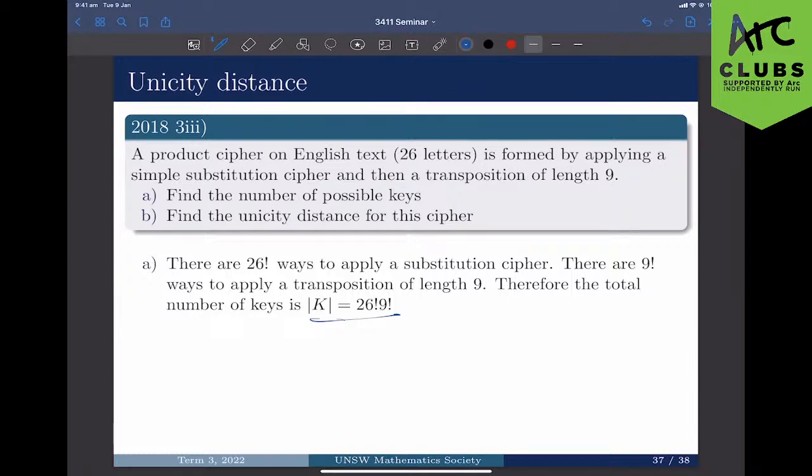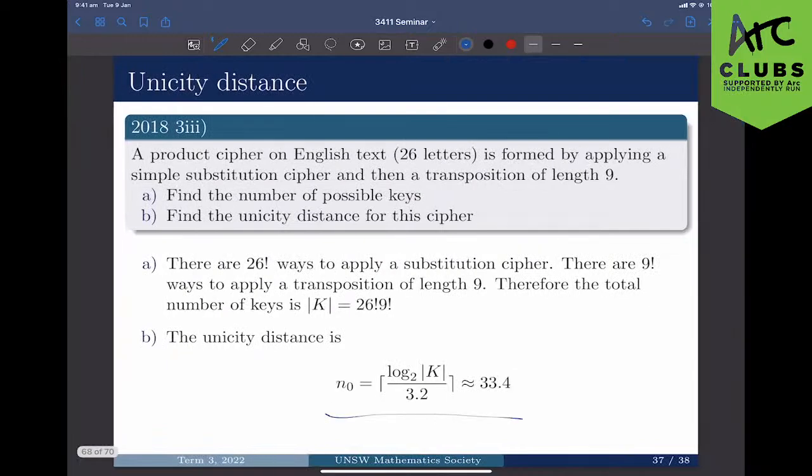And because it's an English text and we can assume that all the keys are equally likely, we can use this formula for unicity distance, where all we need to know is the total number of keys K. So we sub this value into here, and we end up finding that the unicity distance is 33.4.